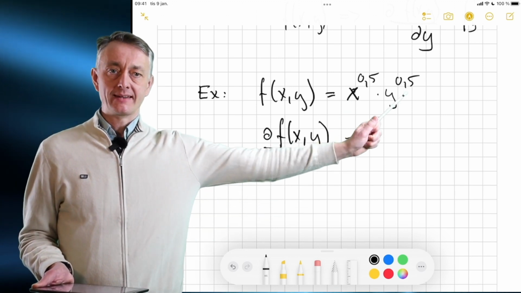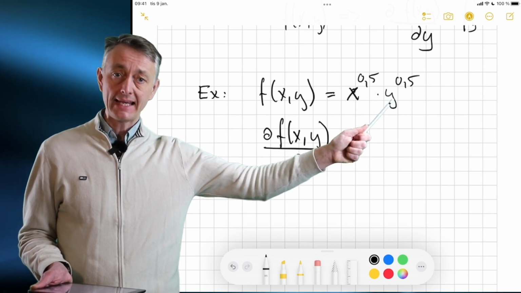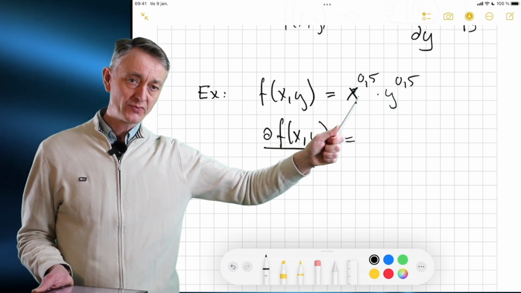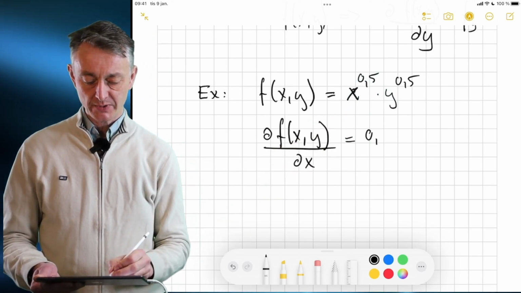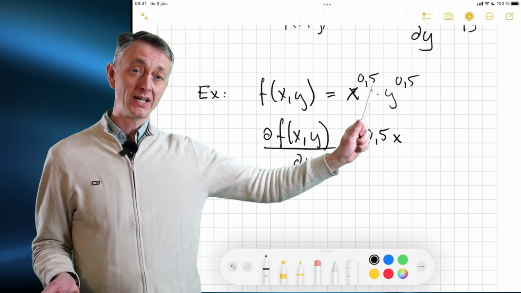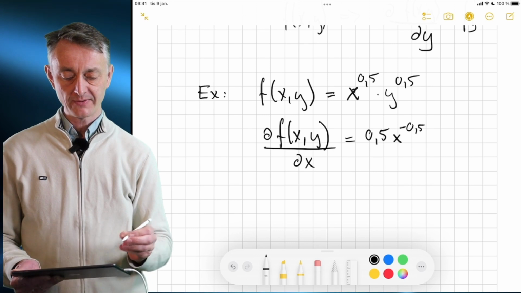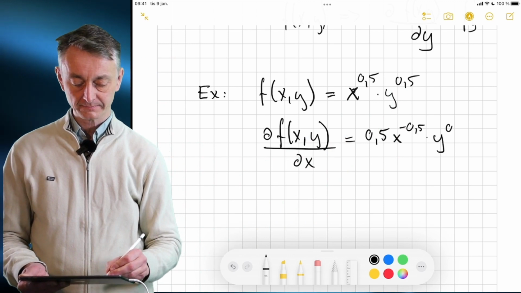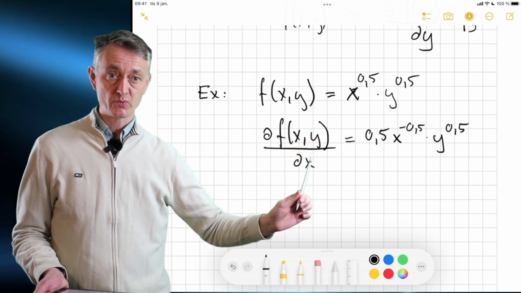So how would I then calculate that? Well, as I told you, we think of y as a constant, like any other constant. So we don't have to think about this so much. This is just a constant. What we need to focus on is this one. What is the derivative of x to the power 0.5? We know that is 0.5 times x, and then the power is going to be 0.5 minus 1, that is to the power of minus 0.5. And then we just multiply by the constant y to the power 0.5. So this is the partial derivative of this function with respect to x.